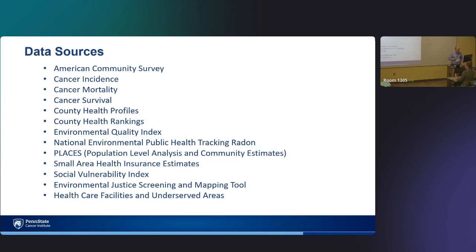And here are some of the data sets that are currently in it, including the ACS, county incidents, mortality, survival from the DOH, county health profiles from the DOH, county health rankings, which is national data, environmental quality index from the EPA, radon data, because one of the future projects I'm doing is on radon places, which is a spinoff of the 500 Cities. It's a national database by CDC that includes various geographies, small area insurance estimates from the Census Bureau, social vulnerability index, and environmental justice and screening mapping tools, and then an area of LionVu that I call healthcare facilities in underserved areas.